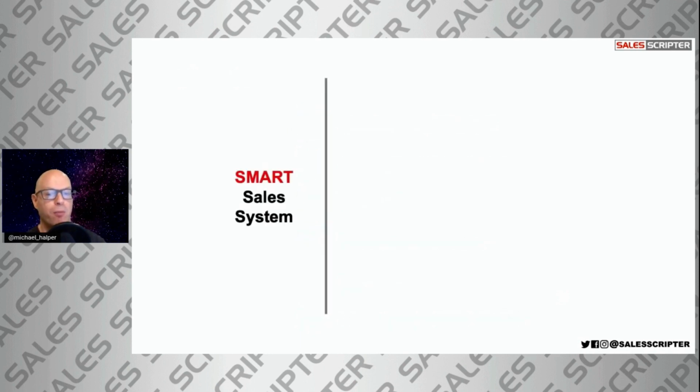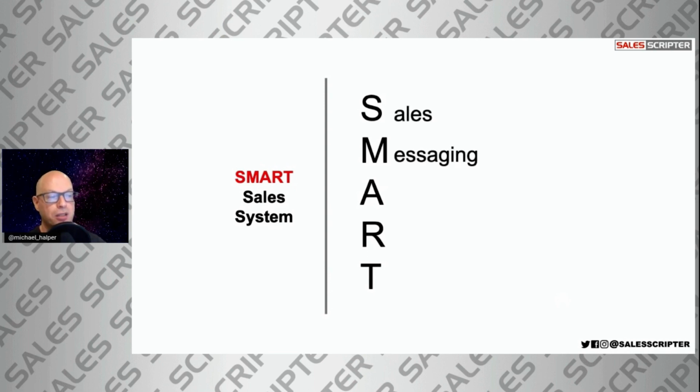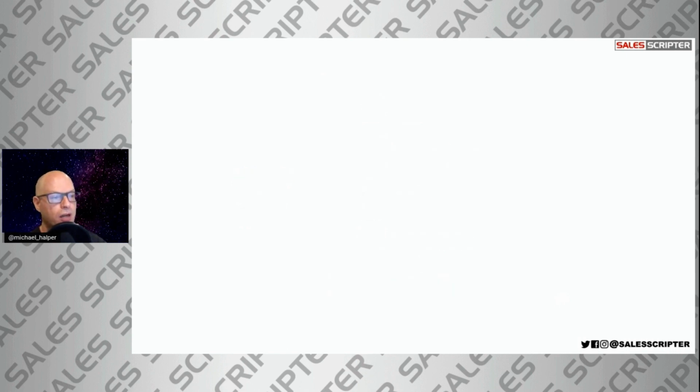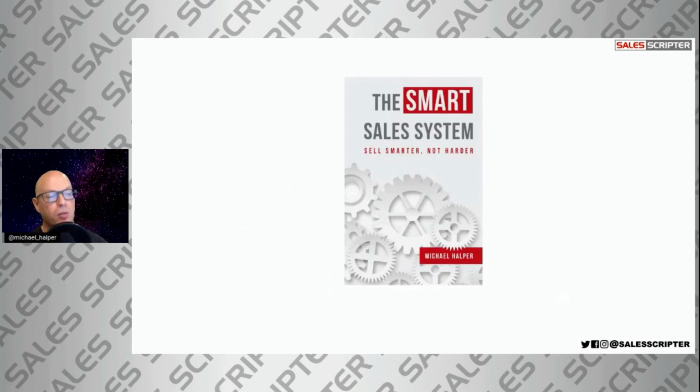If you want more information on how the SMART sales system can help you, basically, everything we showed you today was part of the SMART sales system. And the SMART sales system stands for sales messaging and response tactics. So as you can see here, the whole process we gave you here was how to build your sales message. So you can see how that is foundational to the SMART sales system. And we'll get into how you can use that sales message and build out your responses and tactics in the upcoming training modules. All of that is outlined in the book, The SMART Sales System, Sell Smarter, Not Harder.